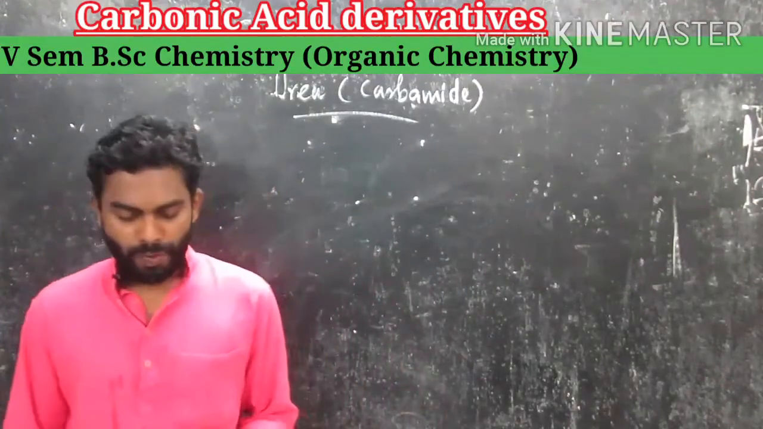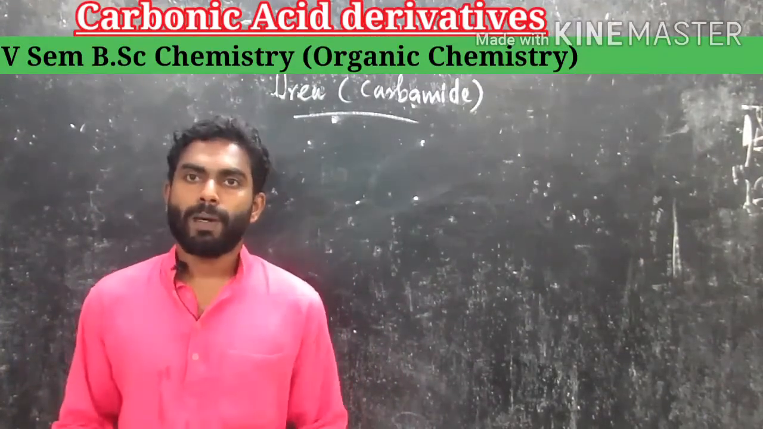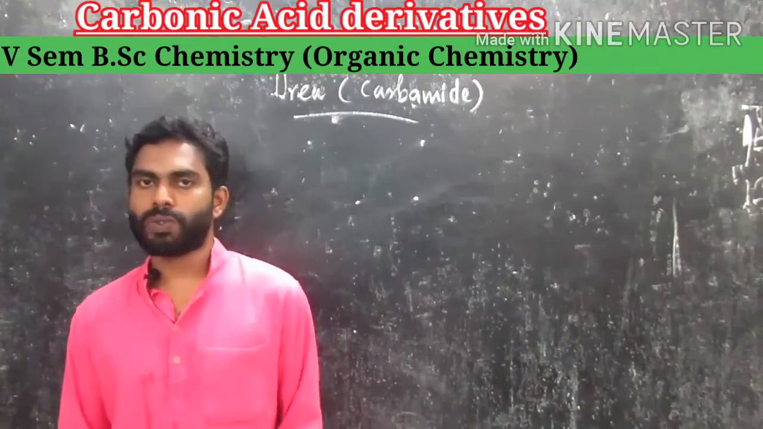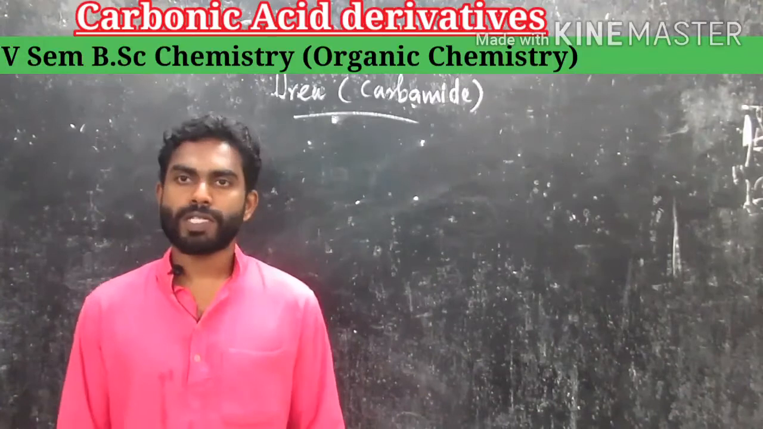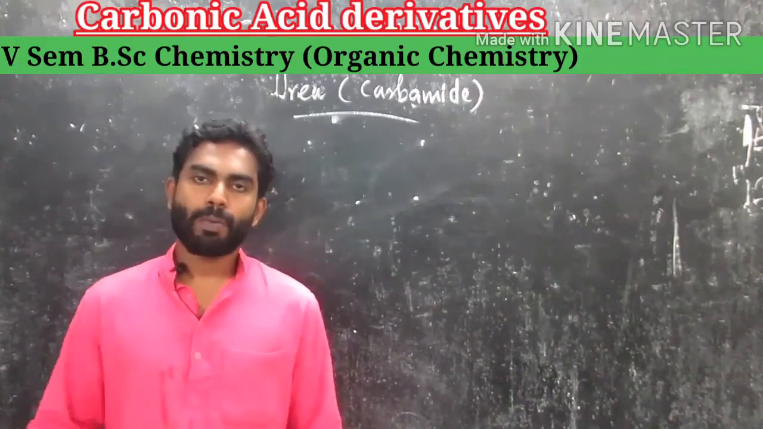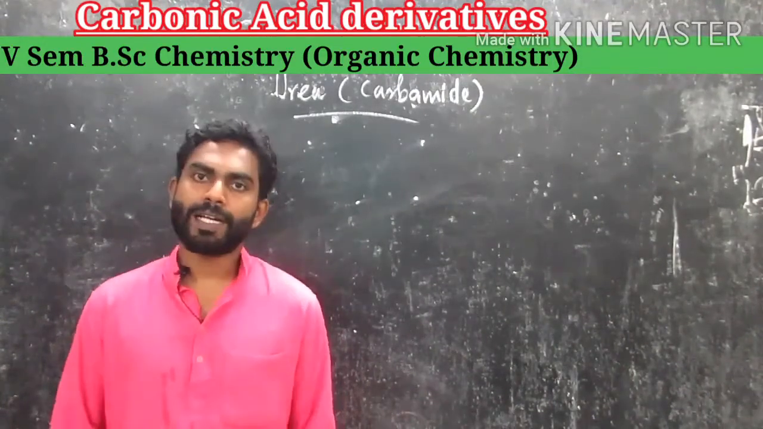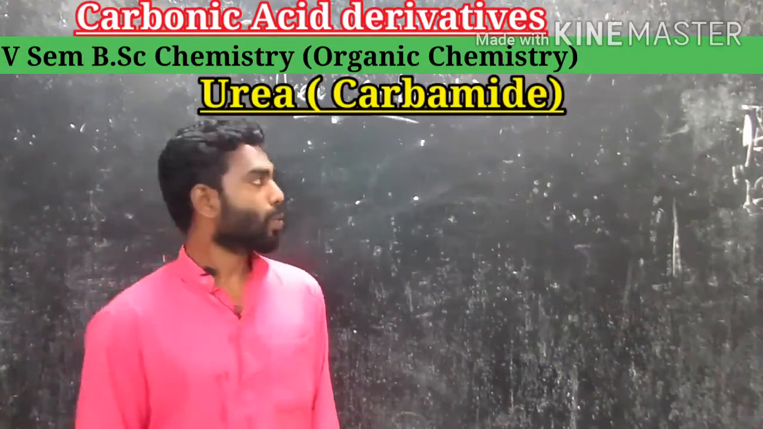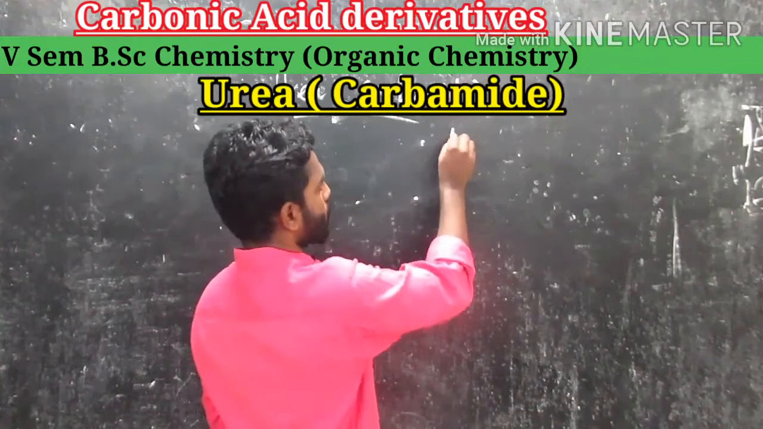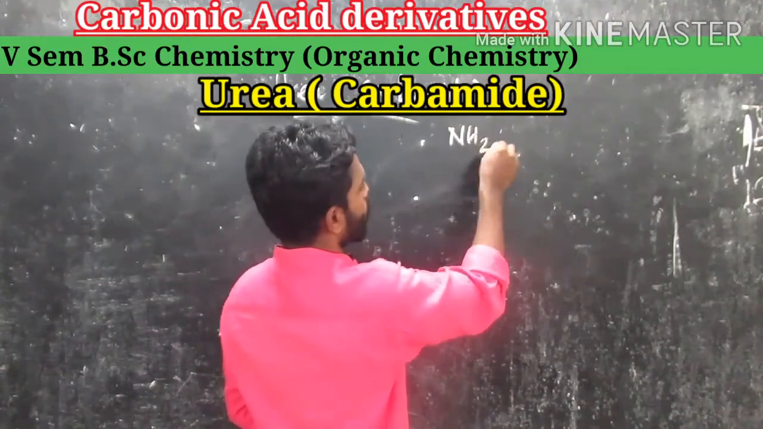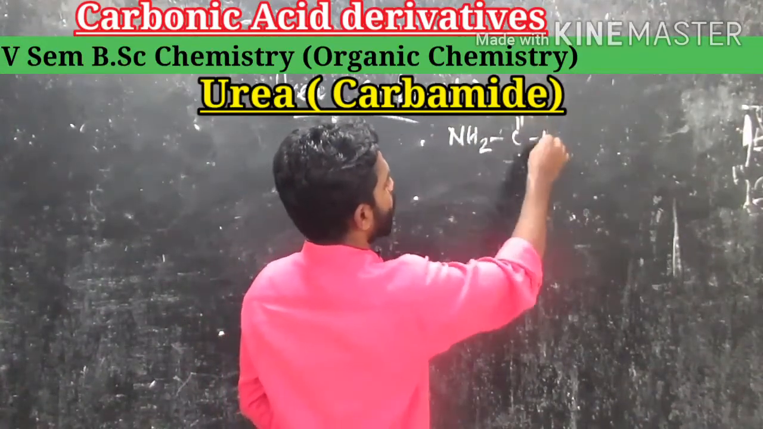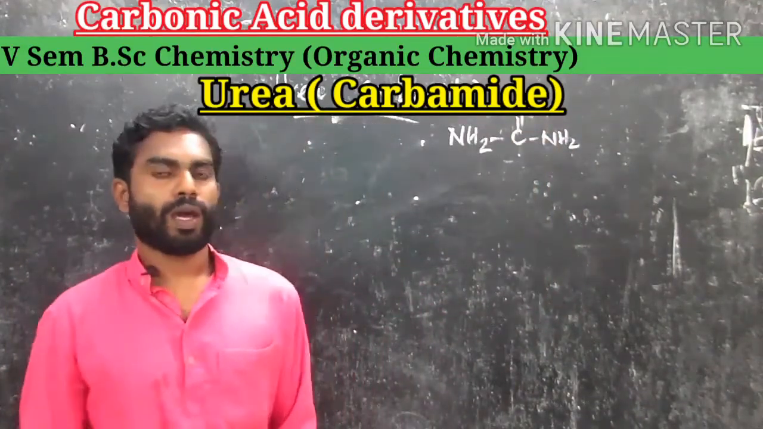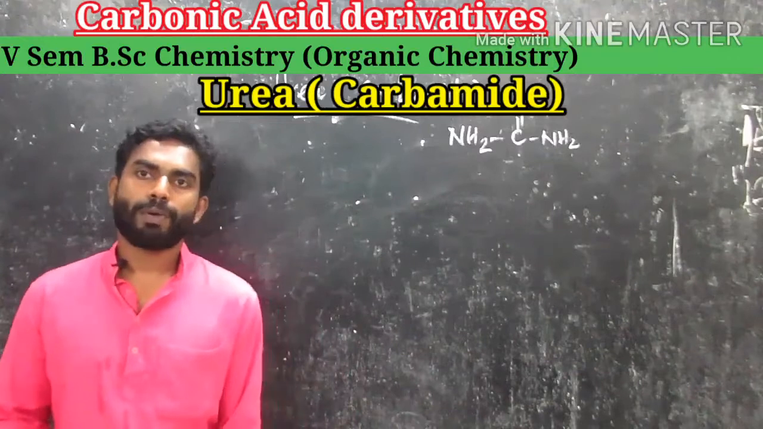Okay, next we are going to discuss part 4, carbonic acid derivatives. What is a carbonic acid derivative? A carbonic acid derivative is an important compound, urea or carbamide. What is urea? Urea structure: NH2 CO NH2. This is urea. Another name of urea is carbamide.